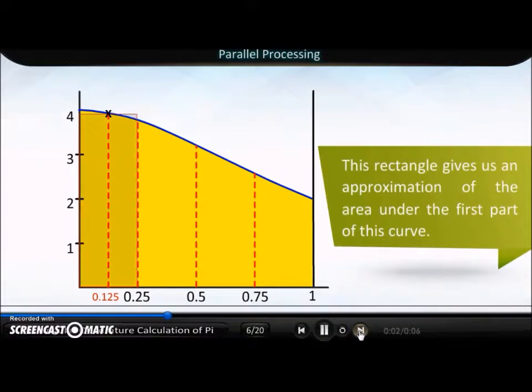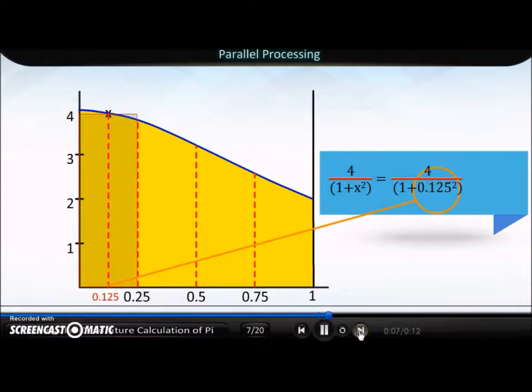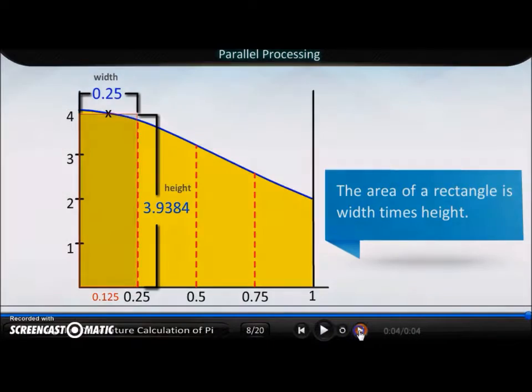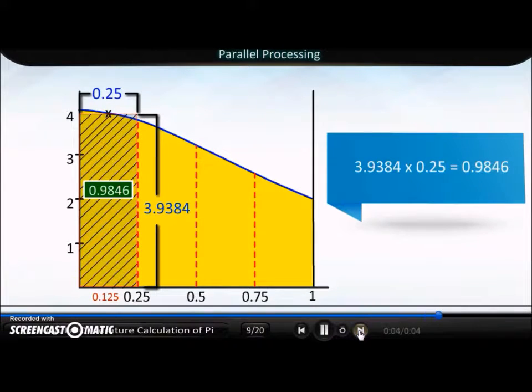This rectangle gives us an approximation of the area under the first part of this curve. The height of the rectangle is calculated by replacing x with 0.125 in the formula. The result is 3.9384. The area of a rectangle is width times height. This gives us an area of 0.9846.